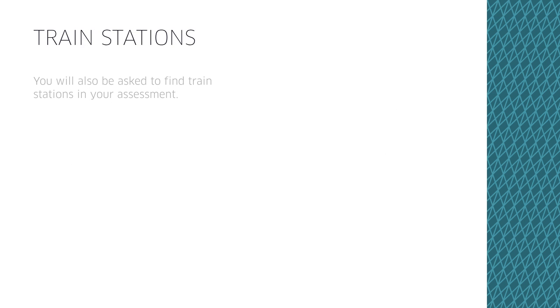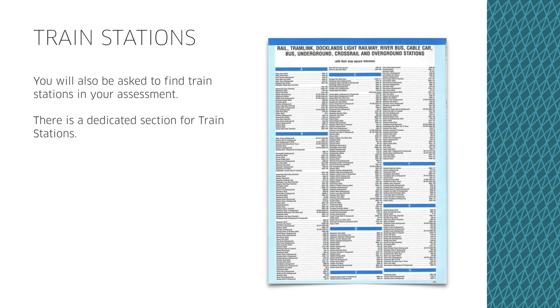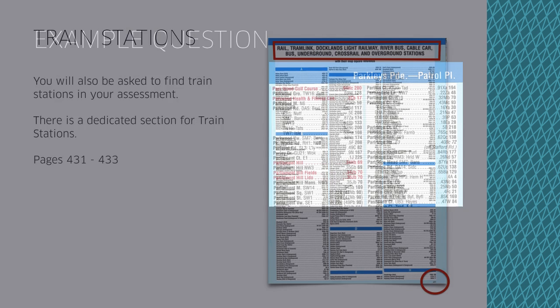Train stations. You'll be asked to find train stations in your assessment. There is a specific train station section which is after the hospital and healthcare section. This is from pages 431 to 433.